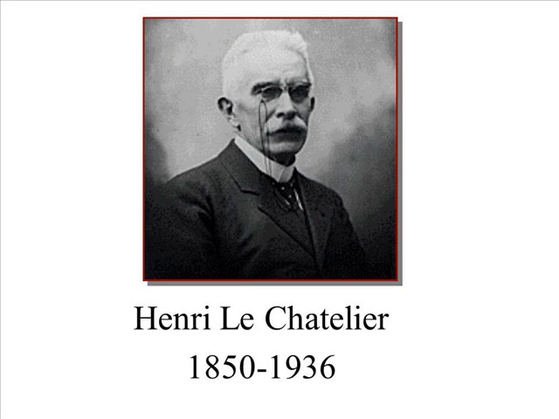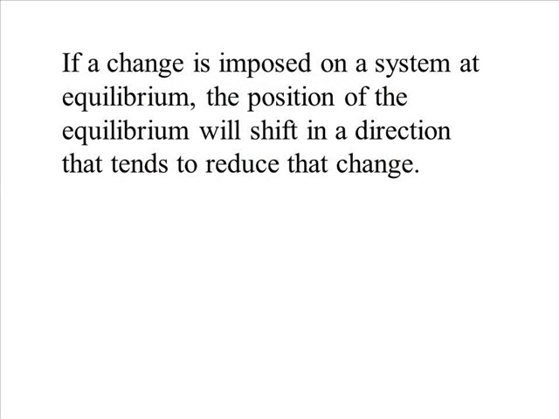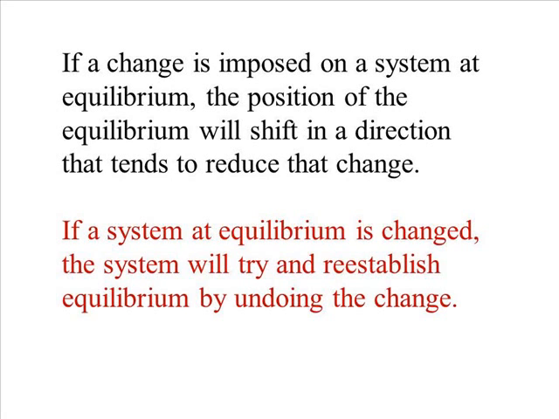Le Chatelier developed a very nice, simple, qualitative prediction, which can be turned into quantitative as we move through the chapter, of what will happen to a reaction at equilibrium when you upset that equilibrium situation. He says, if a change is imposed on a system at equilibrium, the position of the equilibrium will shift in a direction that reduces that change. So a system at equilibrium that is changed is going to try to undo that change and reestablish equilibrium.